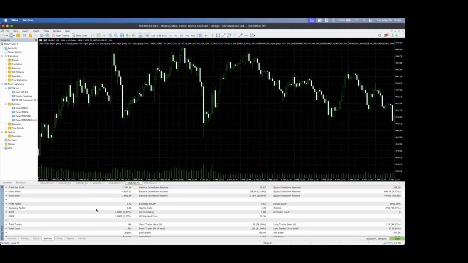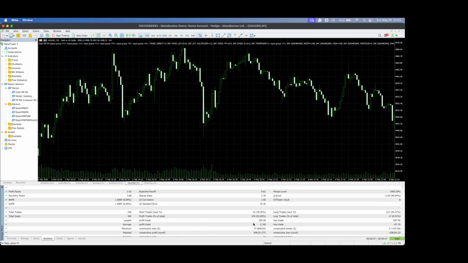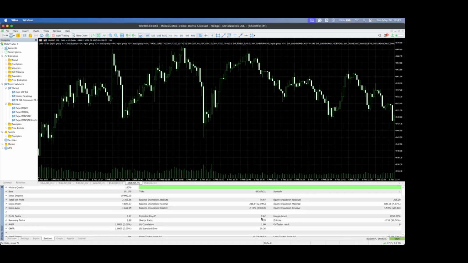Total trades came in at 246 with strong win rates, especially on the long side. We are looking at a 93% win rate. That is very, very commendable. And the max drawdown on this 1 year backtest is 4.93%, as compared to the signal where we had over 20% max drawdown.